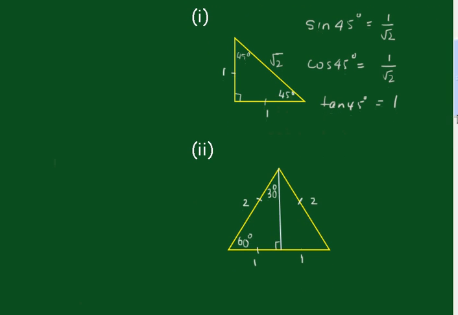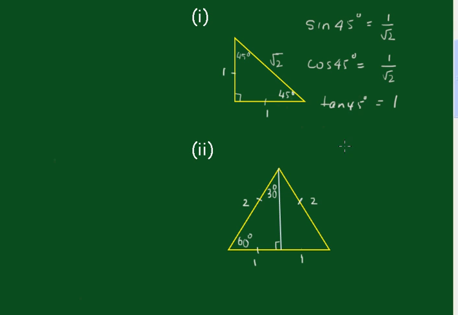Alright, moving down. This time we take an equilateral triangle, each side of 2. So we drop a perpendicular down here. So this is 1. Being an equilateral, this has to be 60. And obviously this must be 30 degrees.